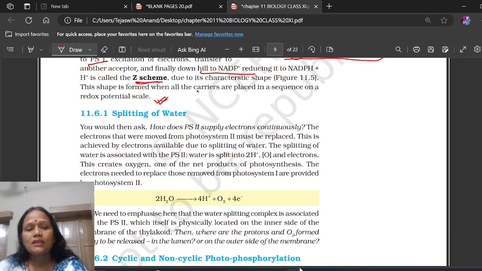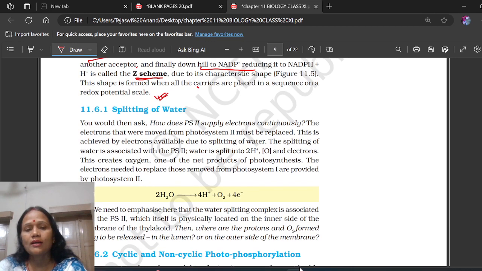Now in the same fashion here you study splitting of water. Splitting of water कब हुआ, जब वहां पर फोटो सिस्टम 2 की बात आई, फोटो सिस्टम 1 में नहीं, फोटो सिस्टम 2. जब हम जेड स्कीम ऑफ लाइट रिएक्शन पढ़ रहे थे, दैट टाइम वी हैड फाइंड दैट स्प्लिटिंग ऑफ वाटर इज एसोसिएटेड विथ PS2 ओनली. वाटर इज स्प्लिट इनटू हाइड्रोजन एंड ऑक्सीजन एंड इलेक्ट्रॉन्स, आपने भी पढ़ा था. So we can see that electrons needed to replace those removed from photosystem 1 are provided by photosystem 2.